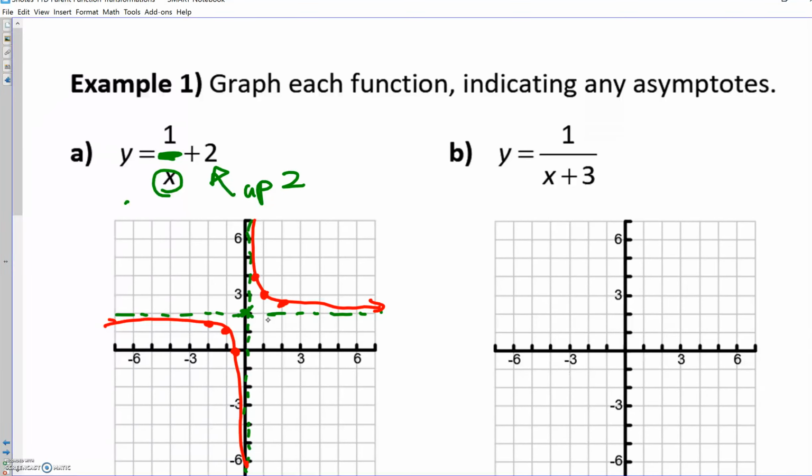So this next one, B, here you see my fraction bar, and you can see how this 3 is grouped in here with the x. So this time it's going to move left 3. Look at the difference between the up 2 and the left 3. This time it's underneath the fraction bar. So what moves? The intersection of the asymptotes, 1, 2, 3. I'm going to go left 3 and make that x. Then I'm going to sketch in my asymptotes here.